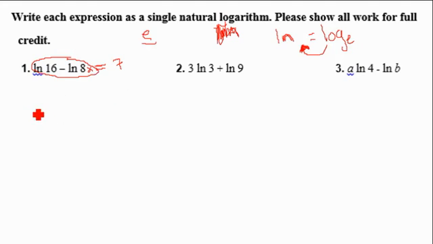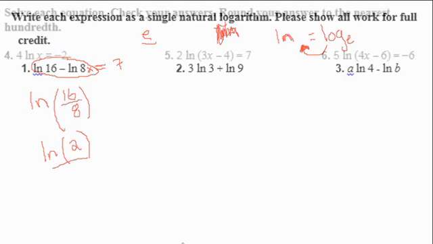isolate x. So what I mean by that is I'm just going to use the rules of logarithms, just like every other log, they still apply. So instead of ln 16 minus ln of 8, I can rewrite that as ln of 16 divided by 8. And so that simplifies to the ln of 2. And so that's what you're going to be doing with 2 and 3. That would be my answer. That's one logarithm.